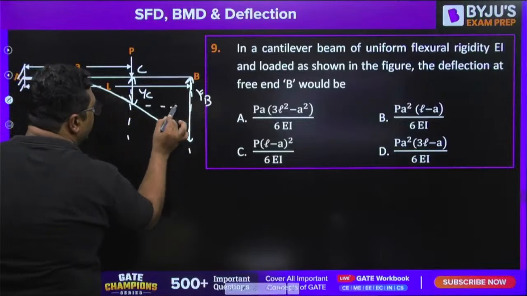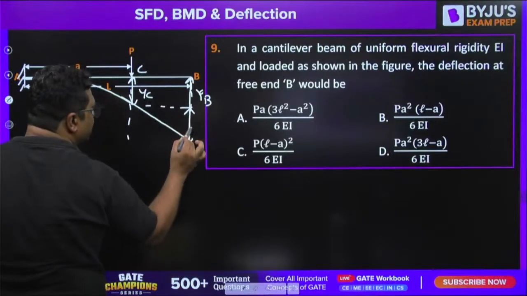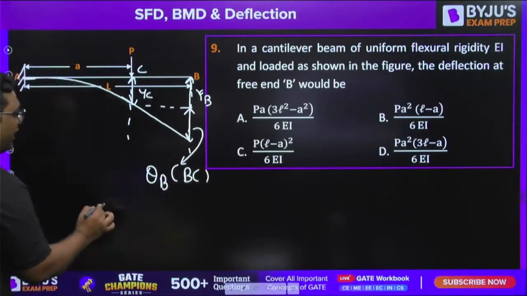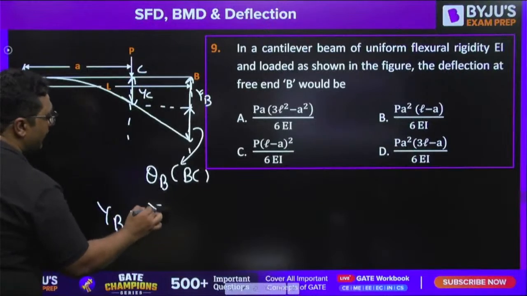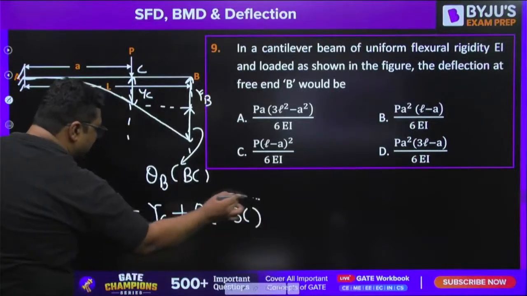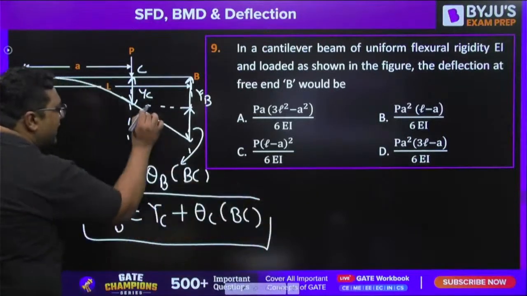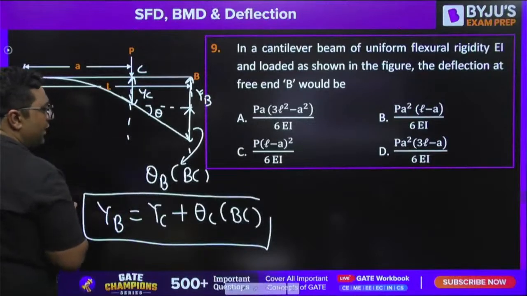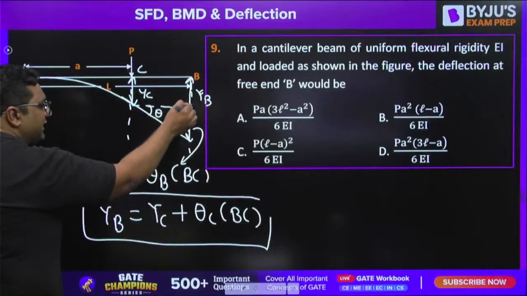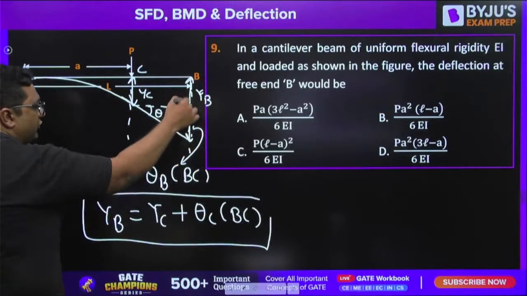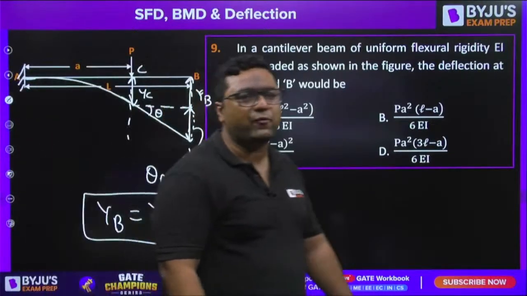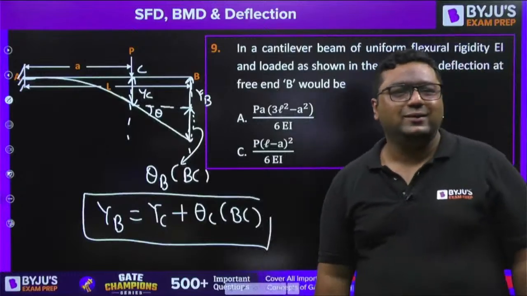So this part we are writing as theta at B into the length of BC. So we can write deflection at B as deflection at C plus theta at C into BC. This is the principle of superposition. How have I written that? Because if this is theta and this is BC, this is going to be BC into theta. Yes, it is going to be a curve, but theta is very small, so we can consider it a straight line. So this is going to be the best way to solve such problems. Very good.